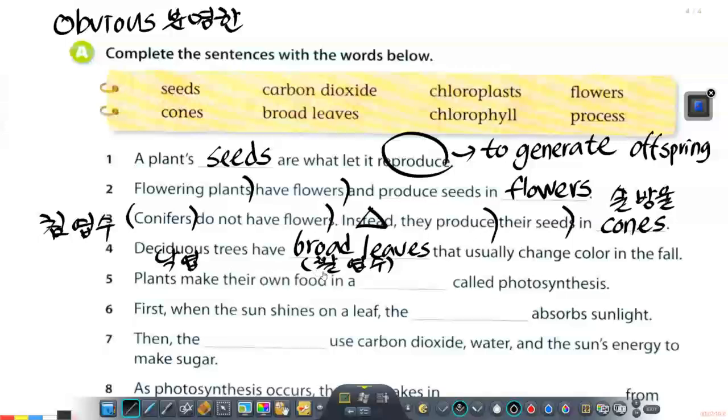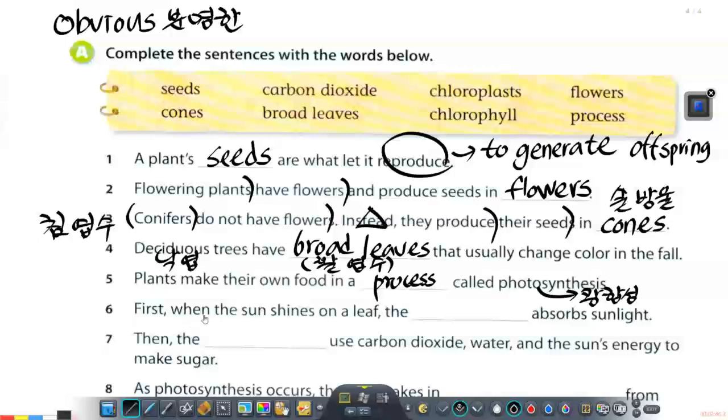And plants make their own food. Plants make their own food. And that is correct, 100%. In this process called photosynthesis. I know what it means in Korean. You know? I know you guys know this. What is it? 광합성.